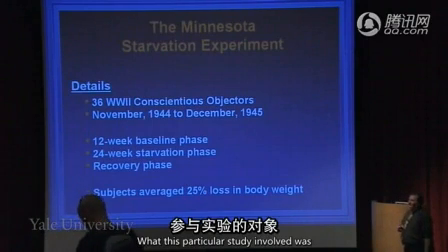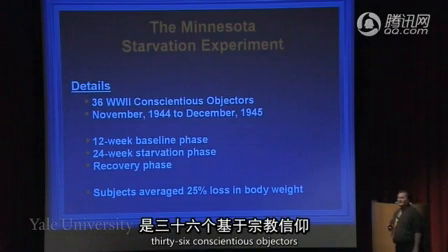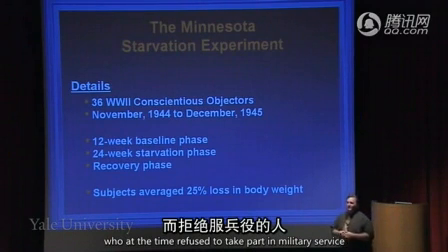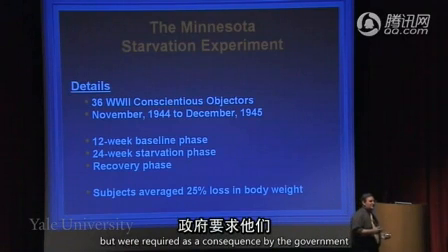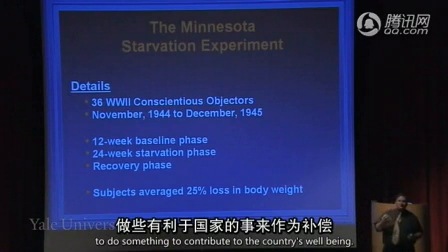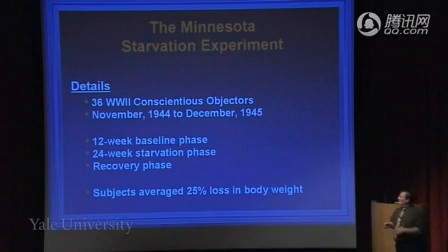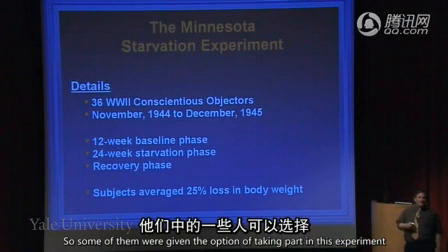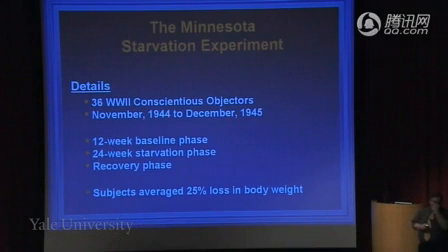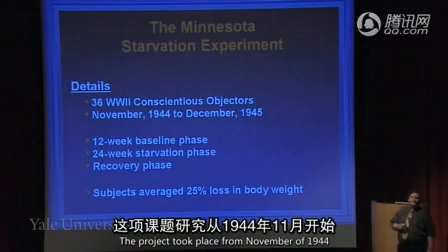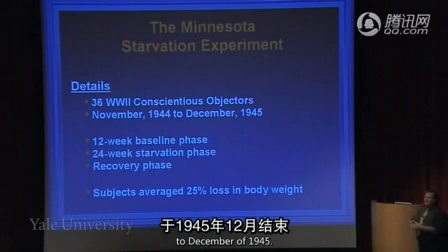What this particular study involved was 36 conscientious objectors who at the time refused to take part in military service but were required as a consequence by the government to do something to contribute to the country's well-being. And so some of them were given the option of taking part in this experiment to satisfy that duty. The project took place from November of 1944 to December of 1945.